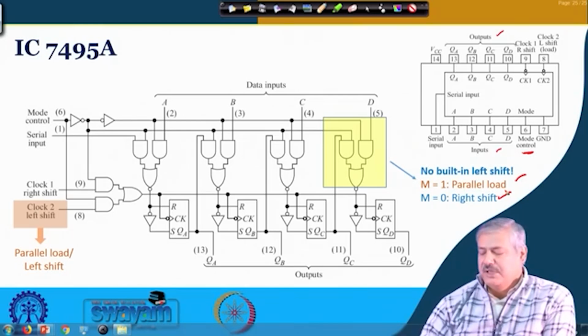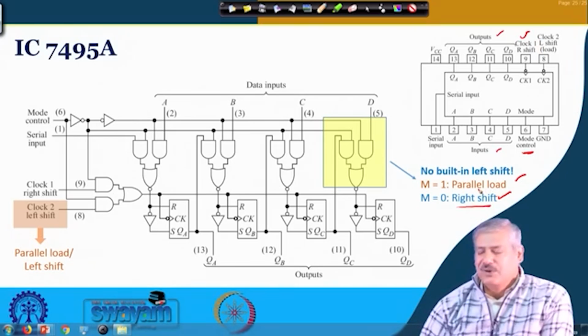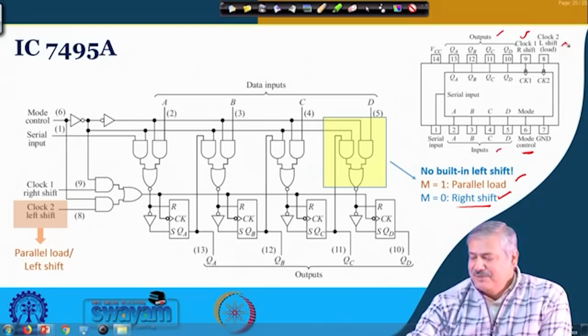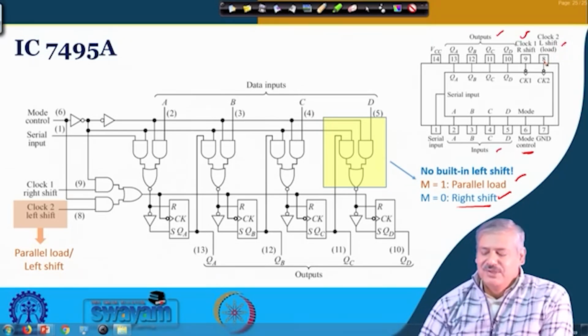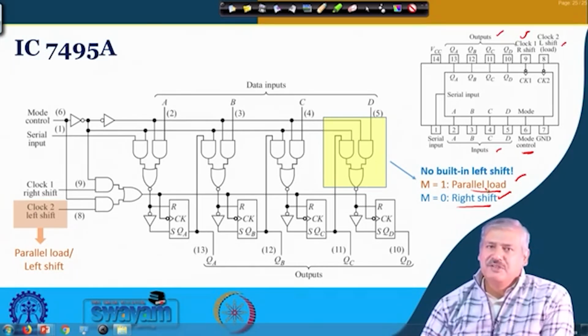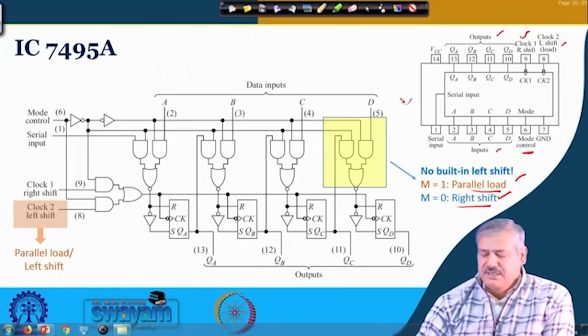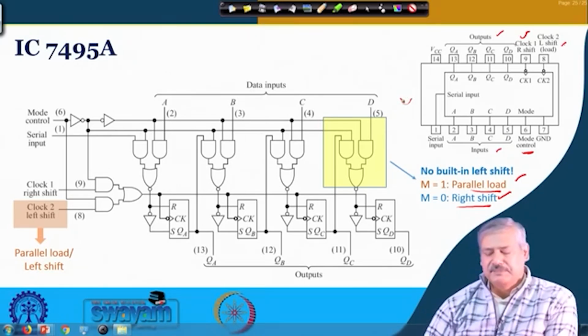Okay. So, this is the way it has been configured, and you can see two clocks are there. One clock is for right shift. The other clock, over here you see it is written left shift within brackets load. So, the other clock is actually used for this parallel load, which can also be used for left shift operation. How that left shift, which is not built in, gets done, we shall see. Okay. So, this is basically what is there, and now we look at the circuit.